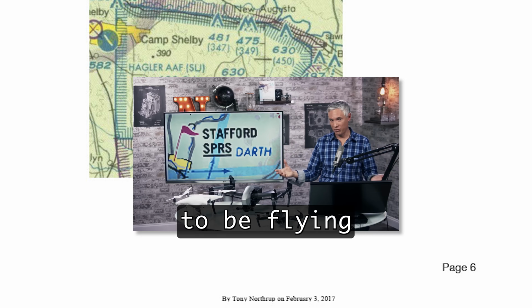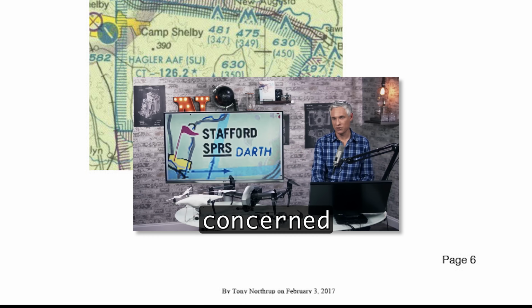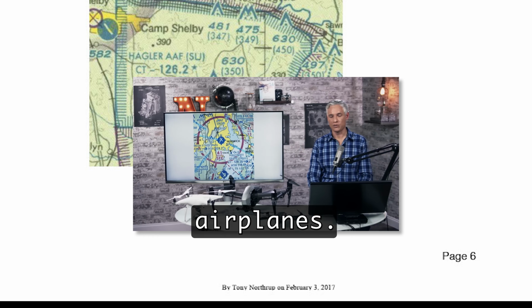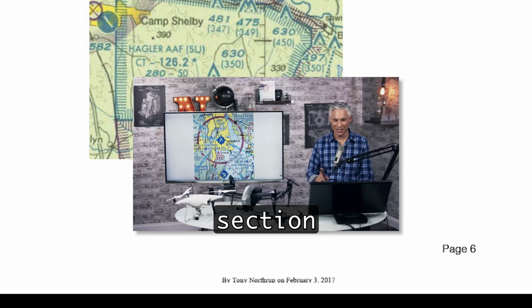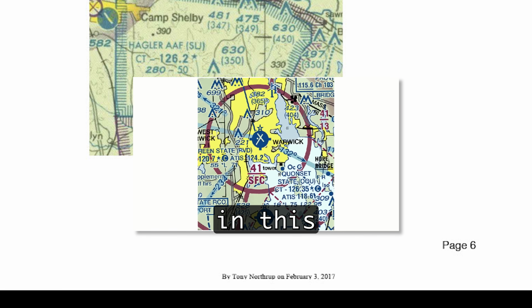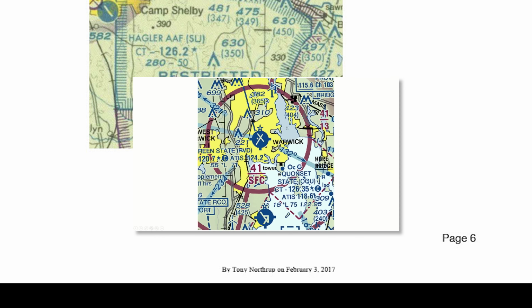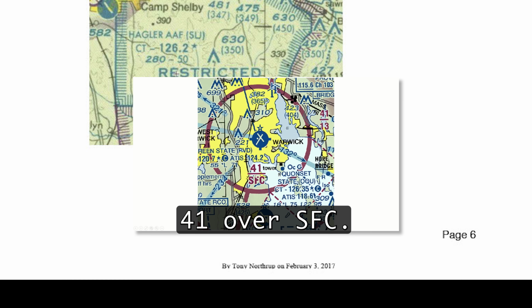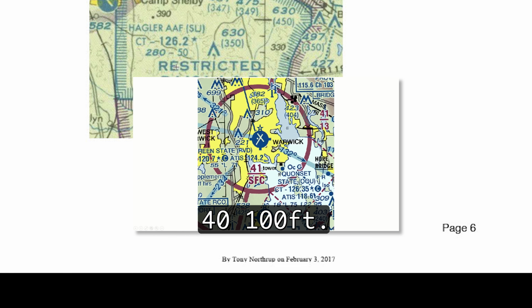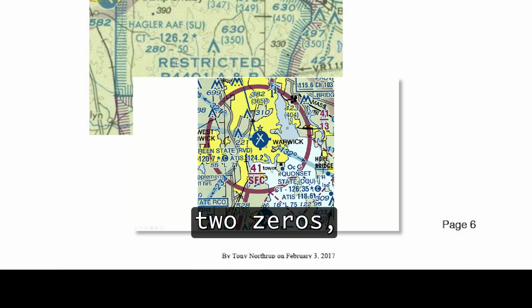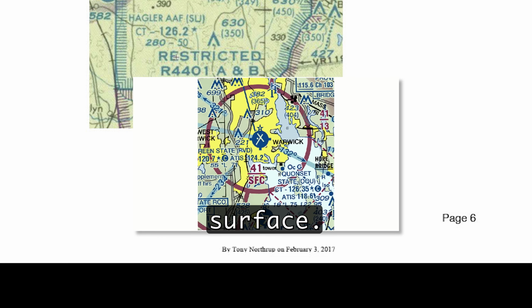The planes probably aren't going to be flying below 400 feet, but they want you to know this because they're really concerned about drones flying into airplanes. Here's another super, super close-up of a tiny section of a map. I just wanted to show, in this particular example, you can see 41 over SFC. This means the ceiling of the airspace is 4,100 feet. You want to add two zeros, and then SFC stands for surface.